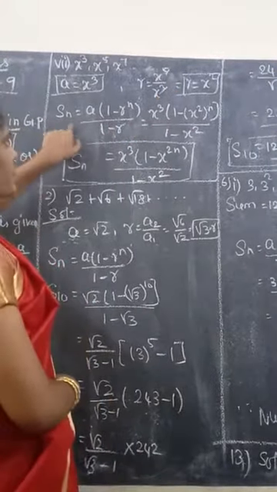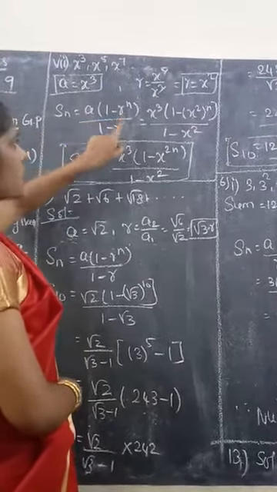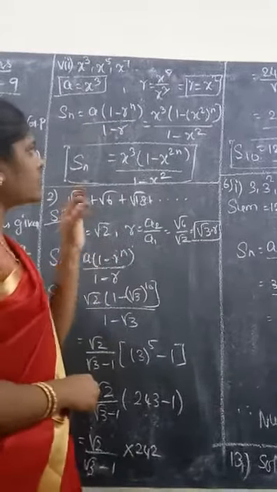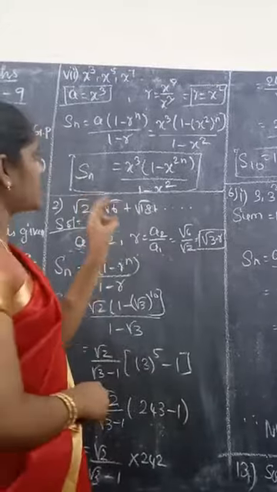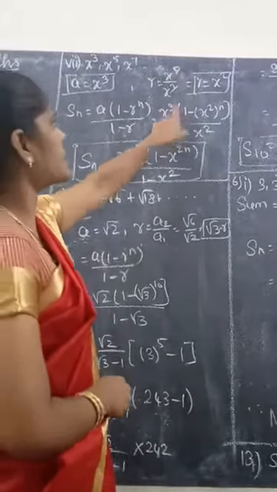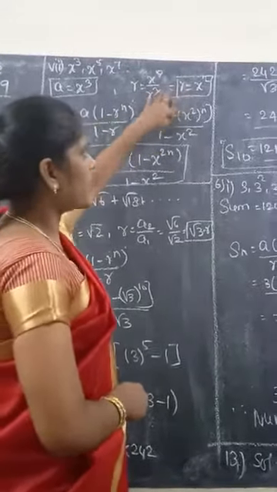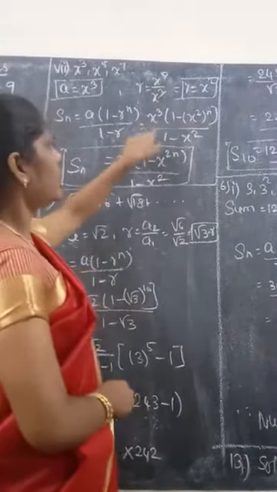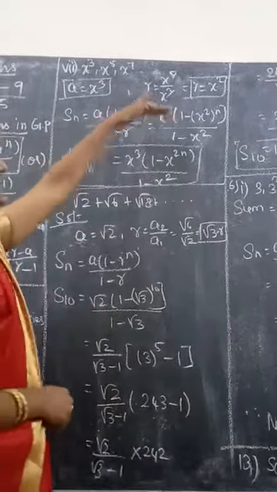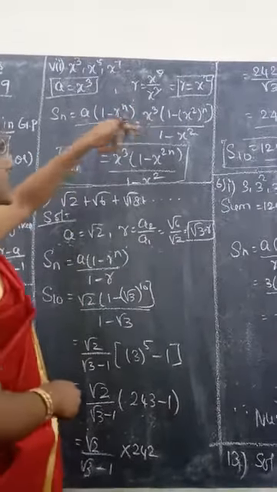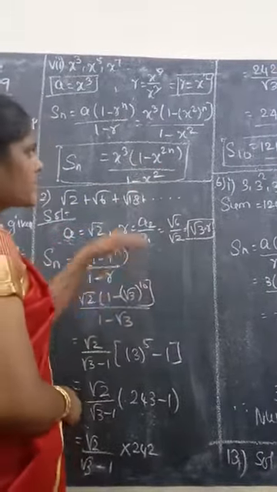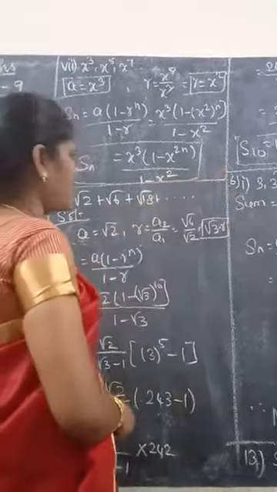Next, what is the Sn formula? a into 1 minus r power n divided by 1 minus r. Now we are going to substitute the a and r values in the Sn formula. a is x cube, into 1 minus, what is r, x squared whole power n, divided by 1 minus x squared. That's all. Actually this is the answer for Sn because we don't have an n value, so we can't proceed further. So this is the final answer for this.